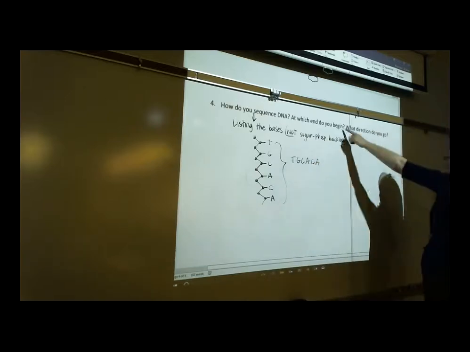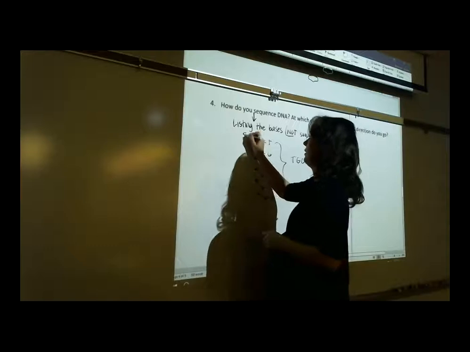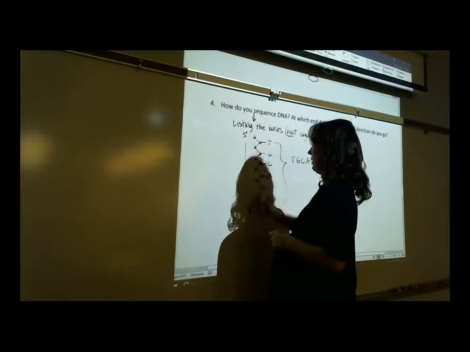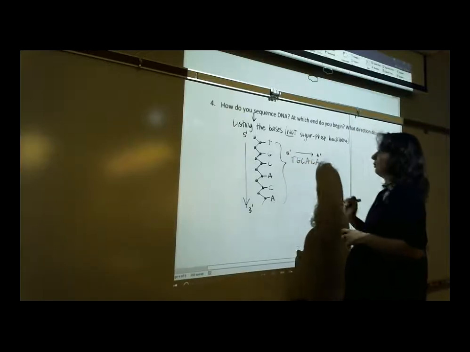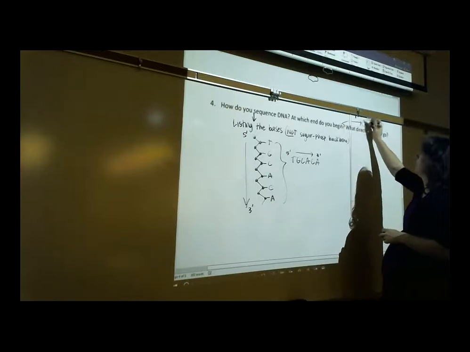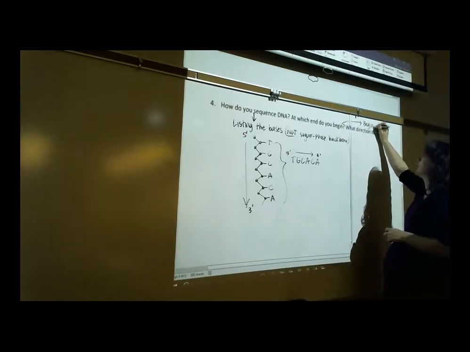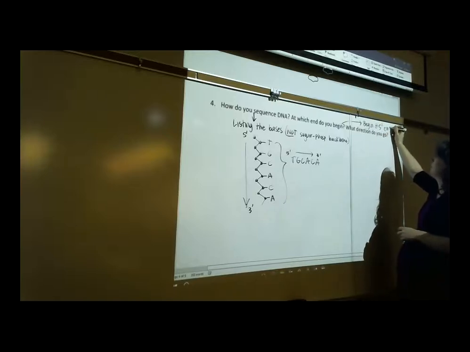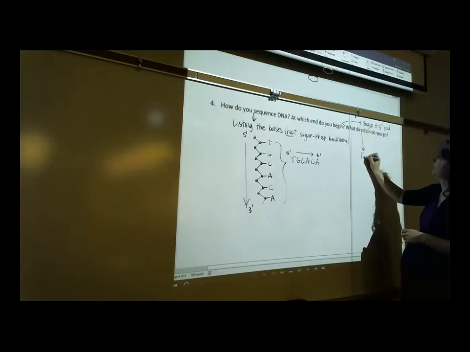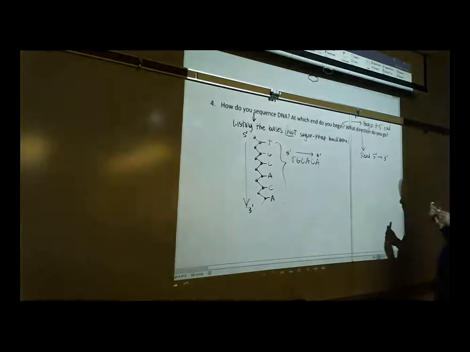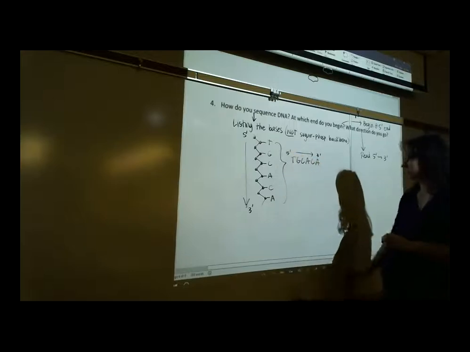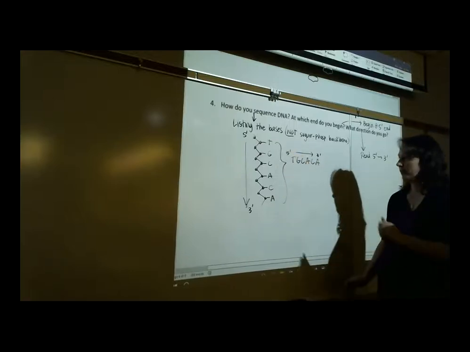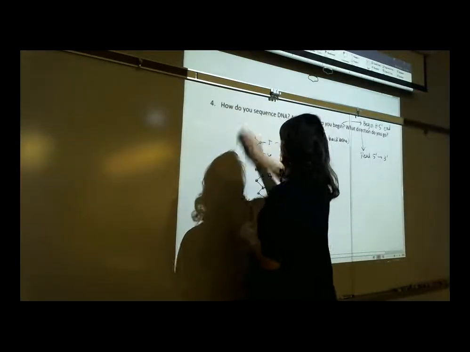And then at which end do you begin? You always begin at the 5 prime end, and you read 5 prime to 3 prime. Always read 5 prime to 3 prime. So you begin at 5 prime end, and which direction do you go? You read 5 prime to 3 prime, always. So you're not actually sequencing the backbone. You're just sequencing what those bases are, starting at the 5 prime, ending at the 3 prime. That's the convention. No matter where you are in the world, you're going to read 5' to 3'.